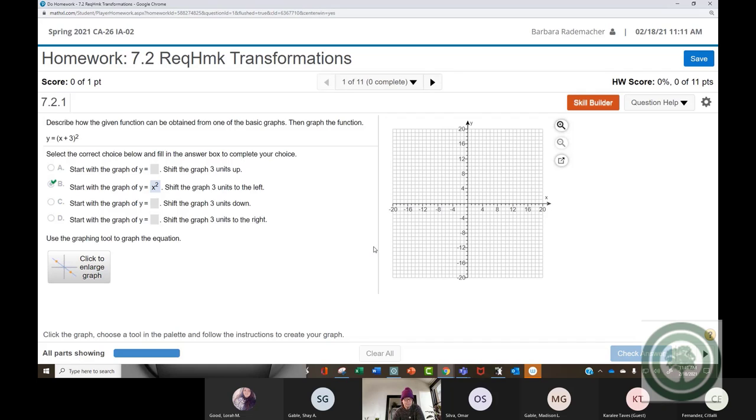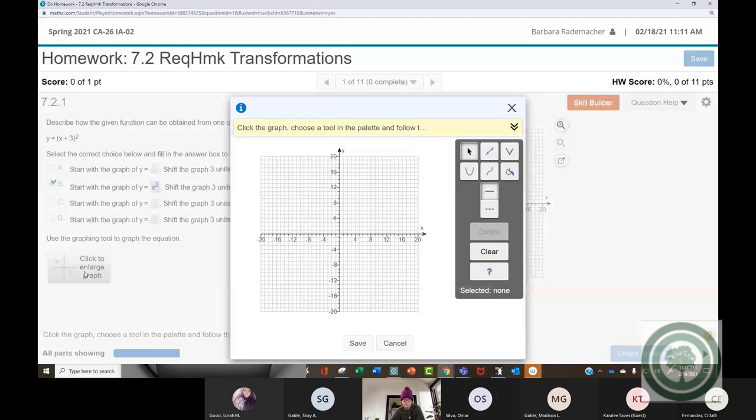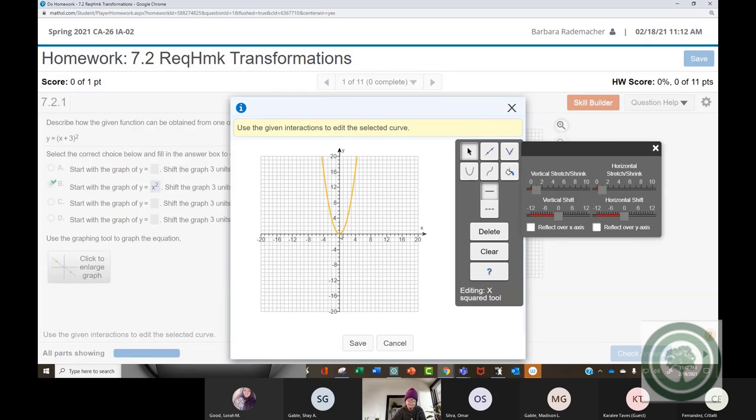Now they want us to graph it. Okay, let's do it. Click. Y equals x squared. You've got a picture in your notes. It looks like that. That is the icon that represents it. I click here, and then it says, click the graph to plot your curve. Okay, I would normally start here, but since the graph is being moved 3 units to the left, I'm going to move to -3 and click. Oh, all right.